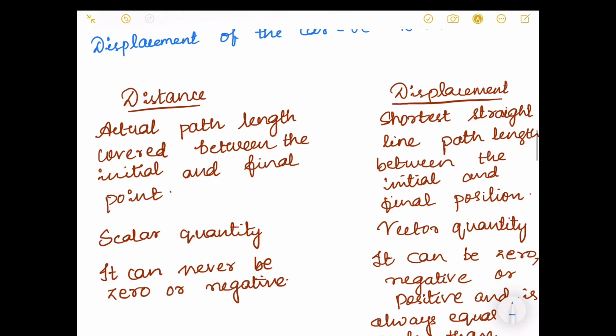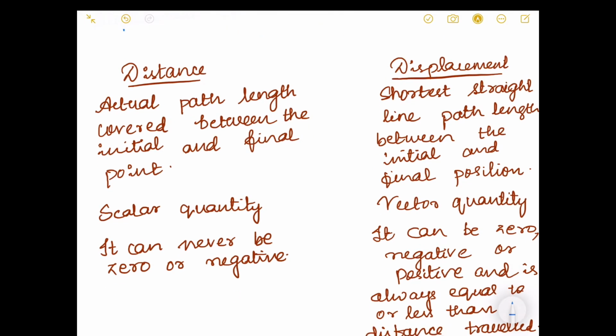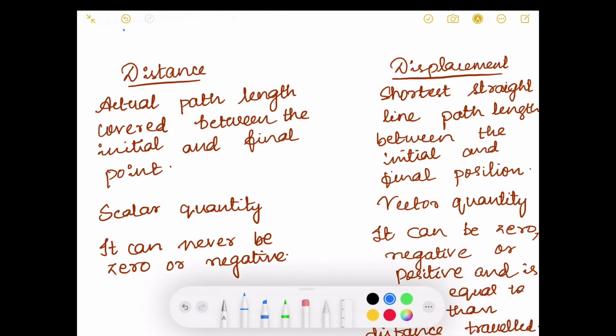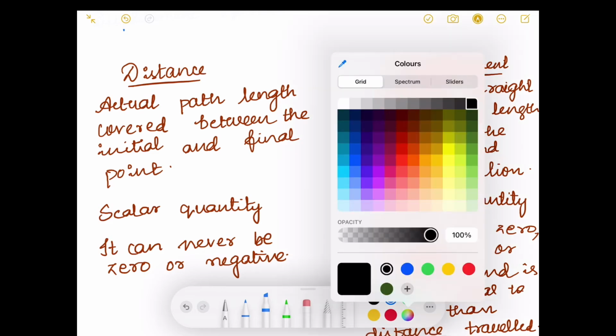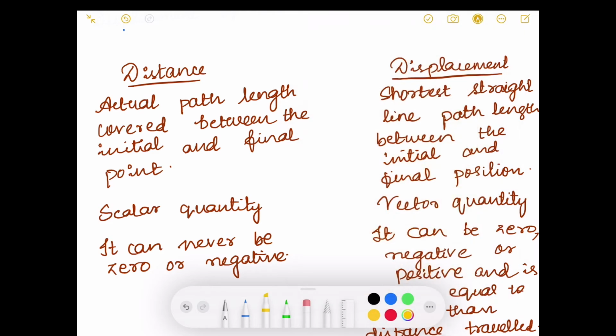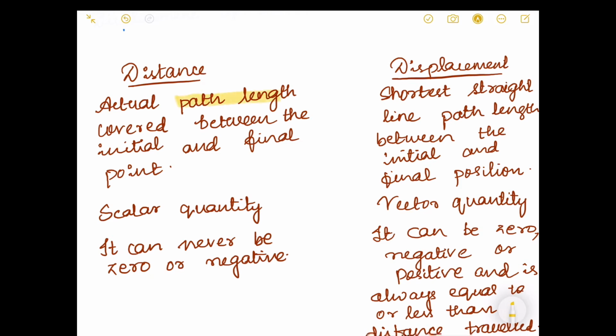From this, let us discuss the difference between distance and displacement. Distance refers to the actual path length covered between the final and initial positions. So the actual path length between the initial and final point is known as distance. Displacement is the shortest straight line path between the initial and final position.